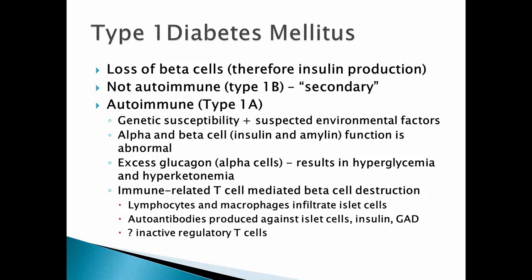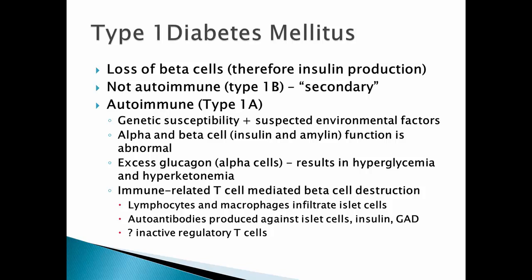Let's talk first about type 1 diabetes, but even before we talk about type 1 diabetes, let's talk about insulin and let's talk about glucose metabolism. We know that the beta cells of the pancreas release insulin and amylin, and their overall purpose is to decrease glucose. Alpha cells, also in the pancreas, release glucagon. The purpose of glucagon is to increase the glucose level.